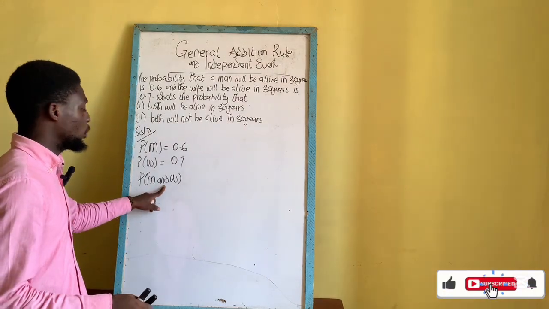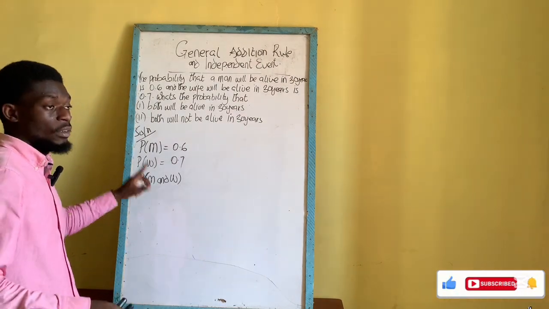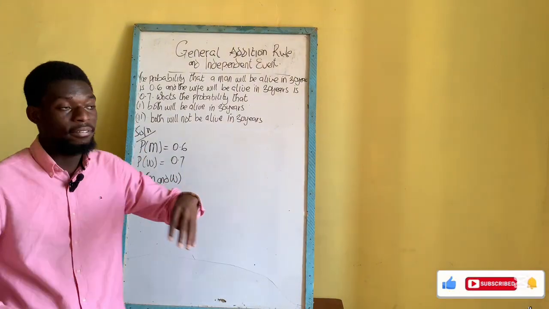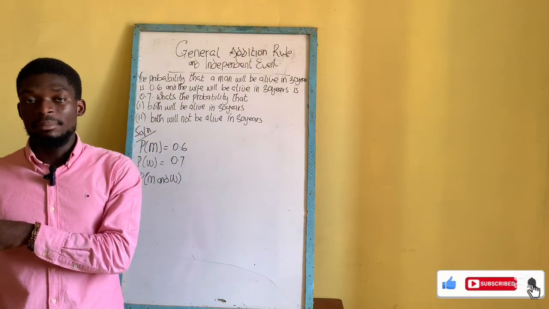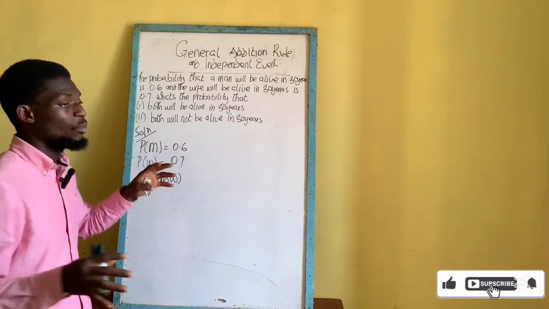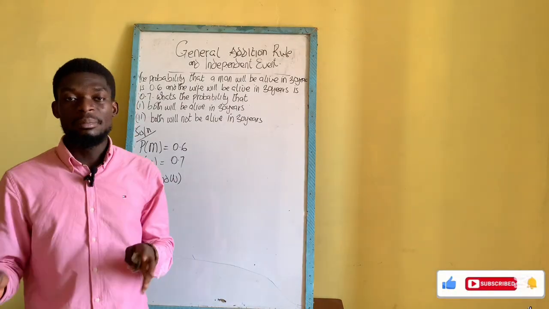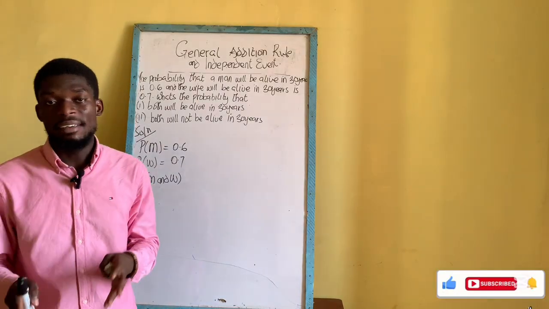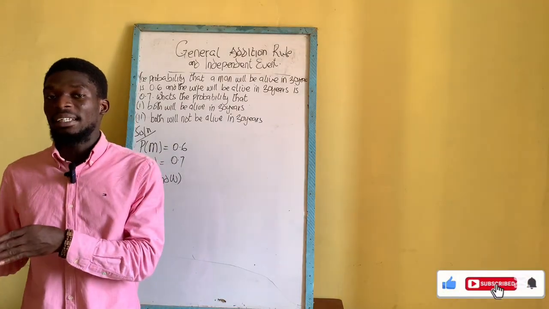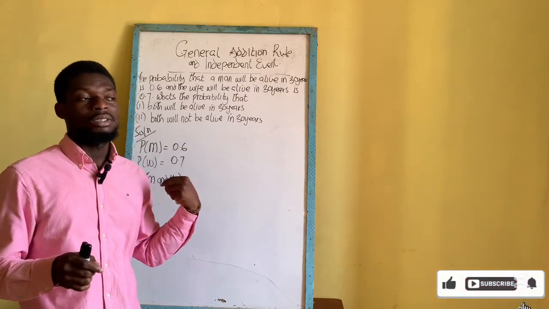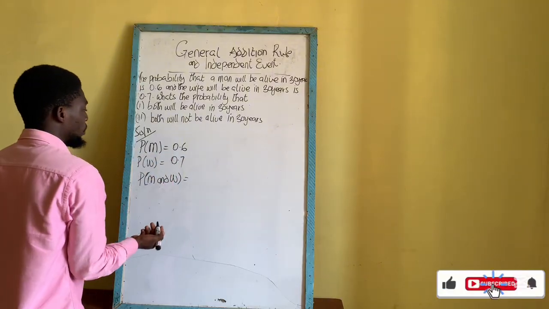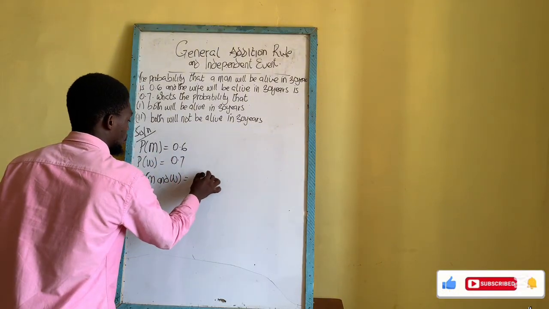If it was "or", that one would have been a dependent event, because you can have the wife being alive or the man being alive. But here is the case, they are both alive. So it becomes an independent event. The man being alive doesn't depend on the wife being alive, and the wife being alive doesn't depend on the man being alive or dead. So we are going to have the probability of the man being alive as 0.6.